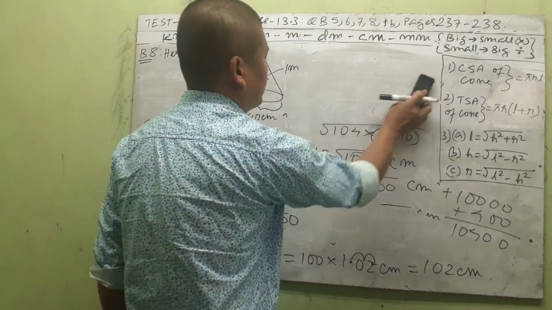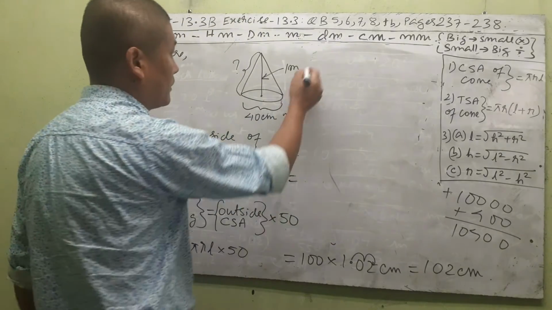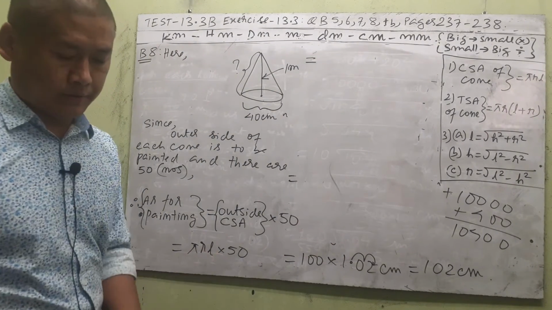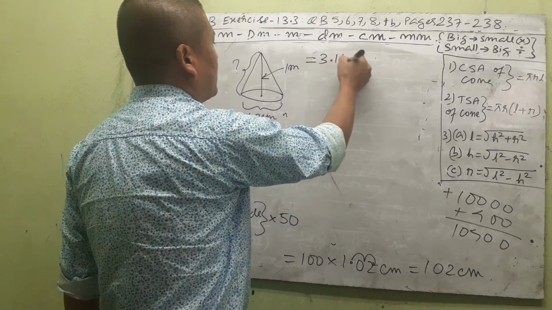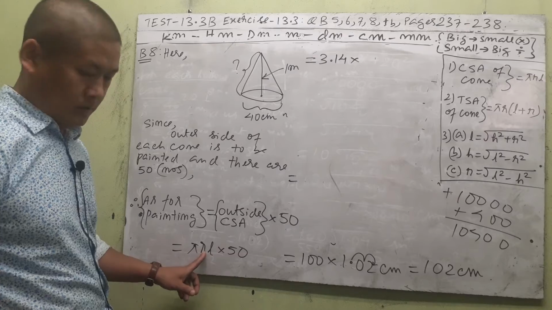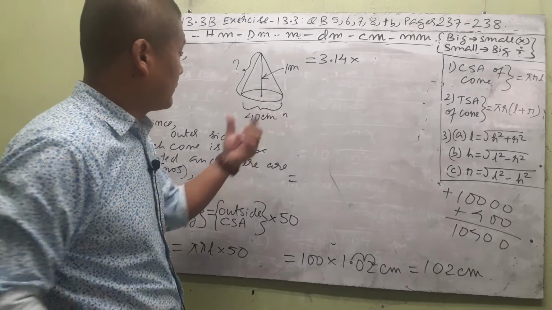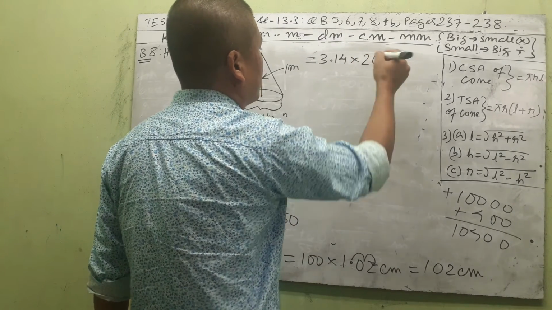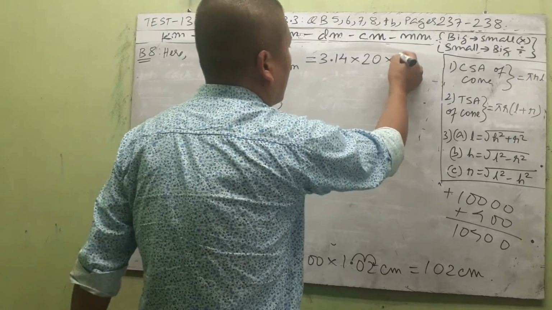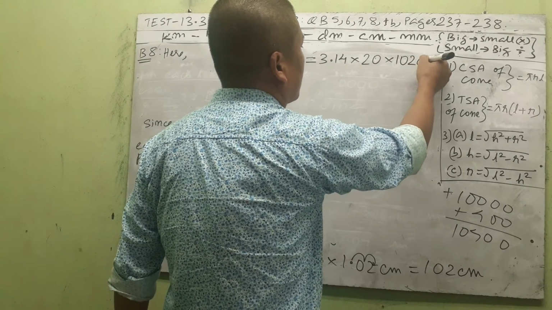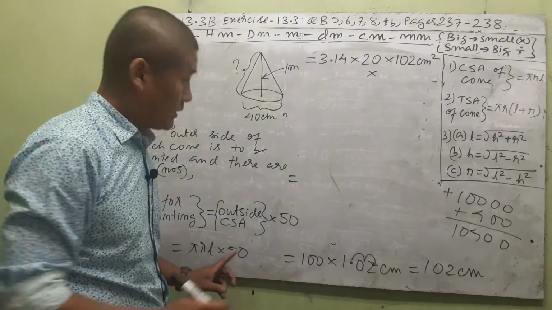Next, we can continue. And we're supposed to use pi as written before, and even in the text, 3.14. So 3.14 into R. The radius of each cone, we know, is 20. So 20 centimeter into L. So pi RL is here 102. And area means centimeter square, multiplied to this pi RL multiplied to 50.